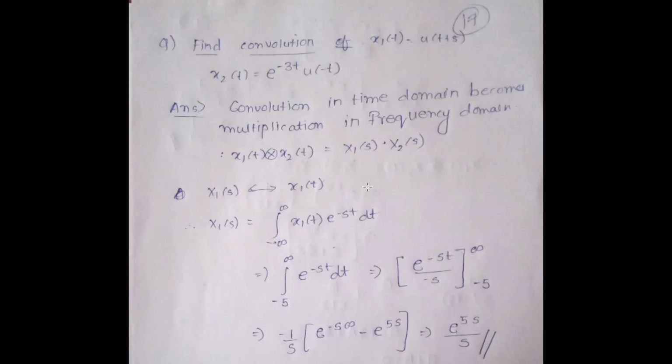So basically, how do you find the Laplace transform? Laplace transform is nothing else than the integration from minus infinity to infinity of x1 of t e raised to minus st dt. What is x1 of t over here? It is nothing else than a step signal, hence that will be 1, and the limits will go from minus 5 to infinity because it's u of t plus 5.